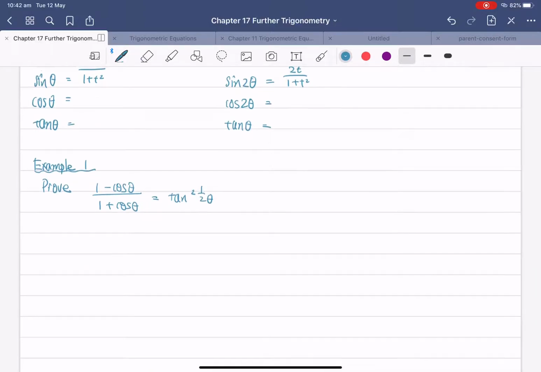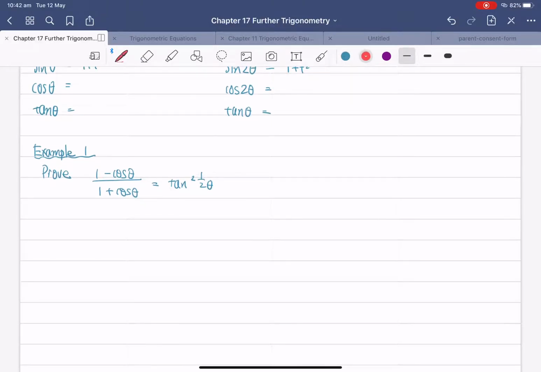All right, so here's the proof. How do we prove it? Now, the first step is you start with the left-hand side. So you write down the left-hand side. And then once you finish it, you do need to write down the "let". All right, you need to write this one down.